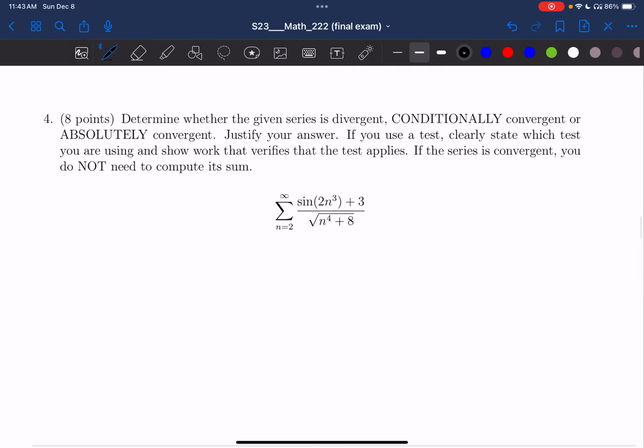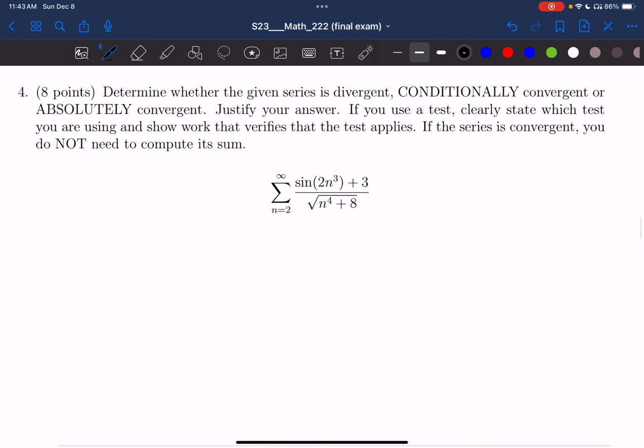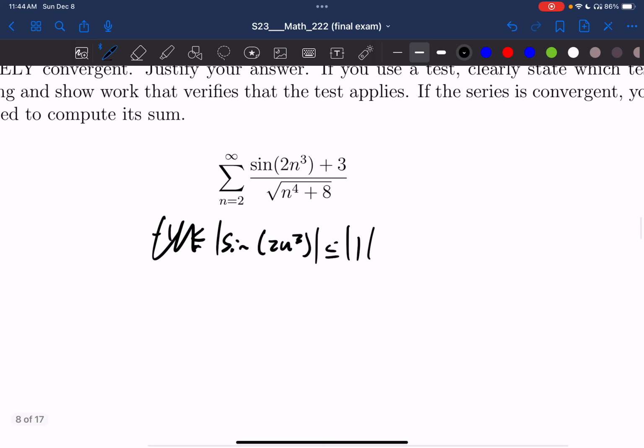Okay, determine whether the series is divergent, conditionally convergent, or absolutely convergent. Okay, so we have to realize that sine is bounded. The biggest it can be is 1. The smallest this can be is negative 1. Taking the absolute value, we can ignore this here. Looking at all positive terms, we can just look at this part right here.